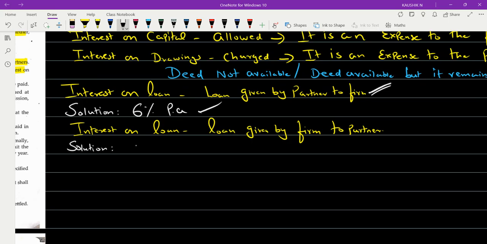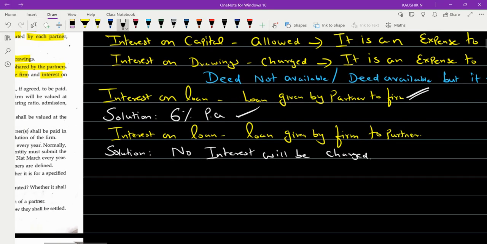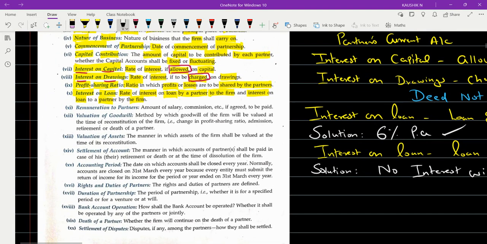For the other, no interest will be charged. Clear? Because you are not specifying anything about it. Okay, that is the concept.